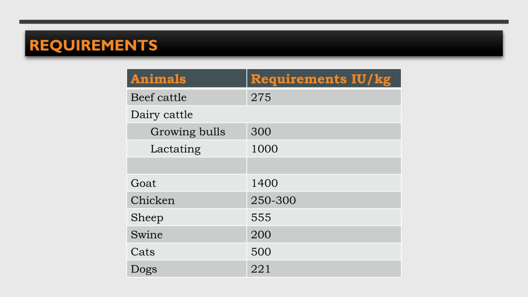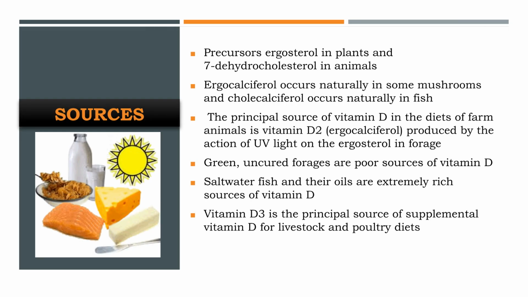221 IU per kilogram. Vitamin D precursors include ergosterol in plants and 7-dehydrocholesterol in animals. Ergocalciferol is in mushrooms, and cholecalciferol is in fish. Sun-cured forage is a primary source for farm animals. Saltwater fish oils are very rich sources, and vitamin D3 is the main supplement for livestock.